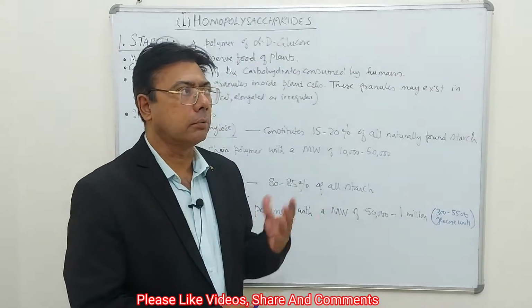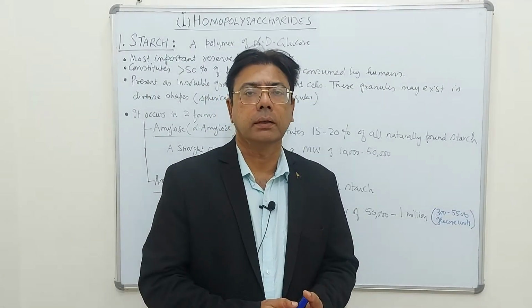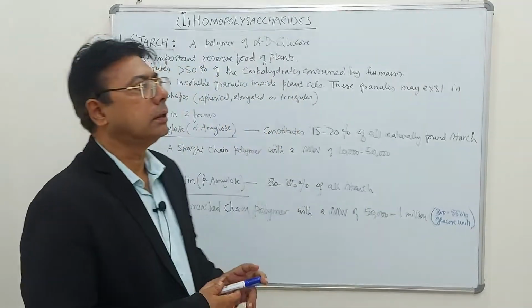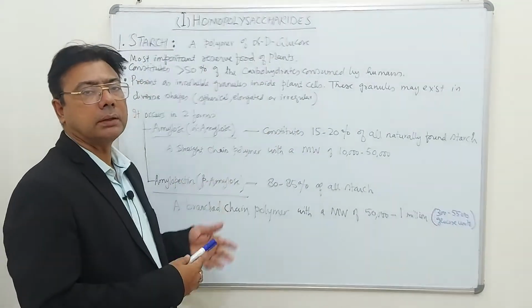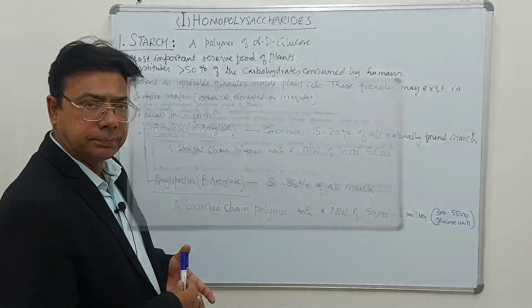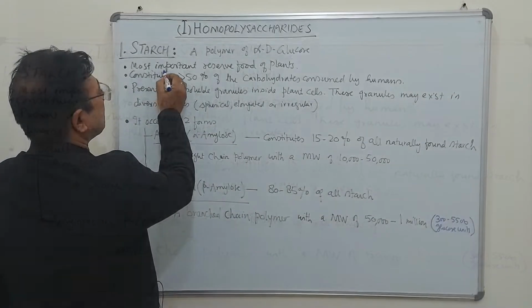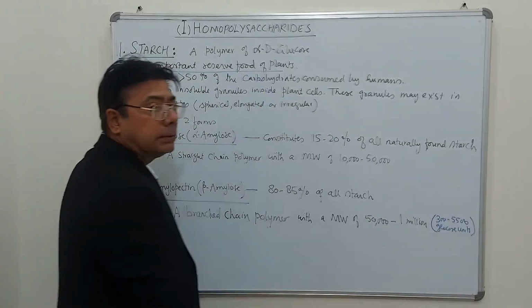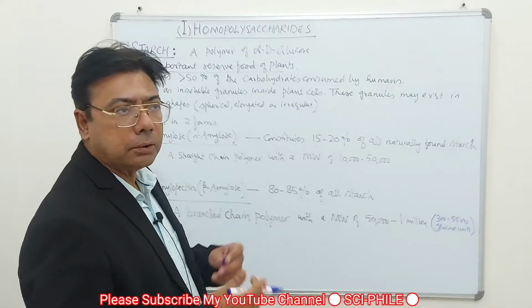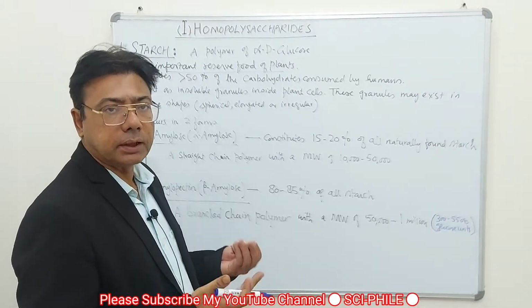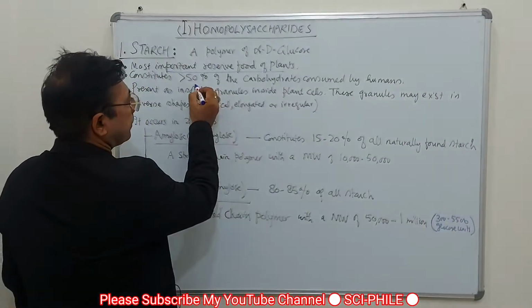So among homopolysaccharides, as I said earlier, there are many homopolysaccharides. The first and most common is starch, which is abundantly found in plant sources and acts as a reserve food. So it is one of the most important reserve foods of plants. It's a polymer of alpha D glucose, and almost half of the carbohydrates that we consume are starch.